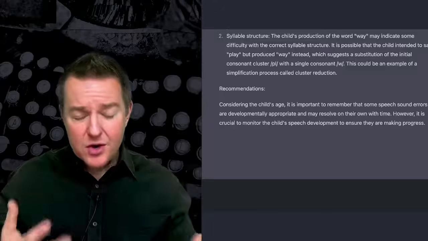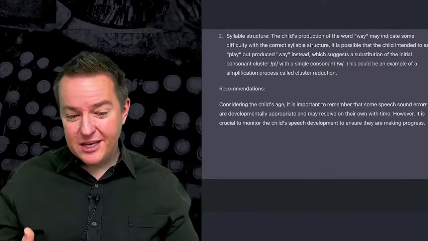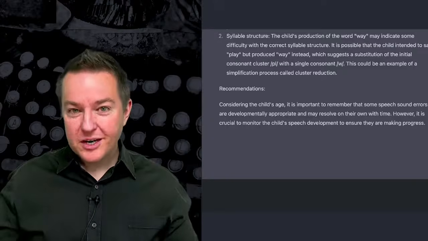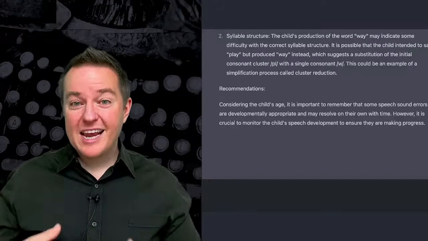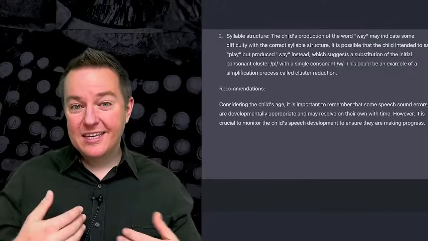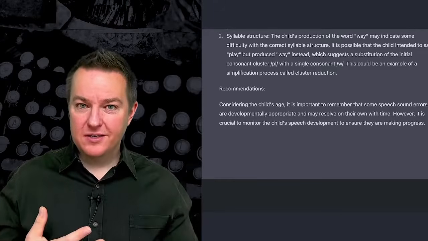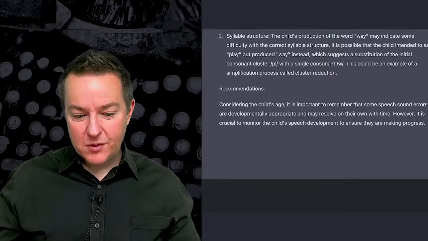I would not have known how to ask ChatGPT to see if there was a problem with syllable structure or cluster reduction, but I used this pattern of saying "act as," and I said "act as a speech language pathologist," and now I'm getting rich output that I wouldn't even know how to ask for.